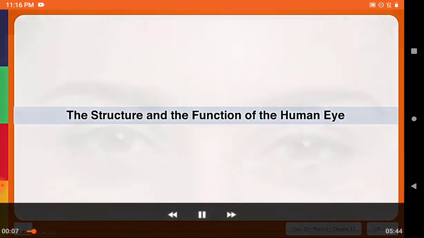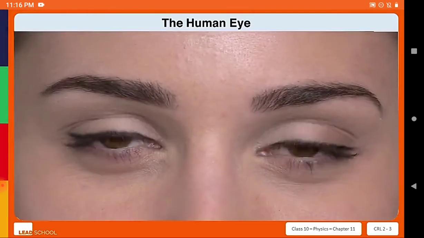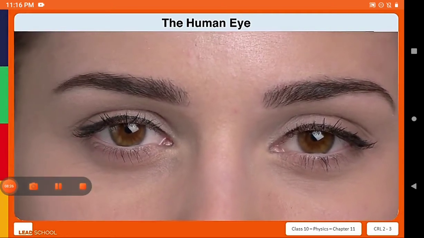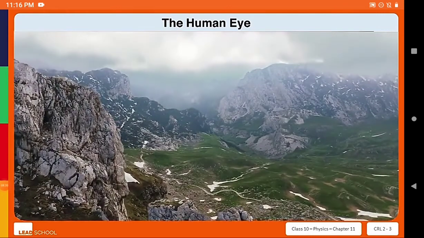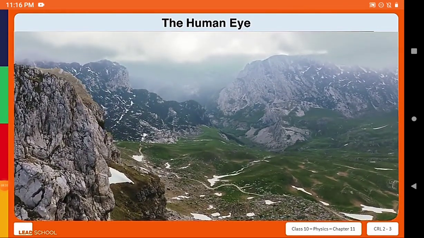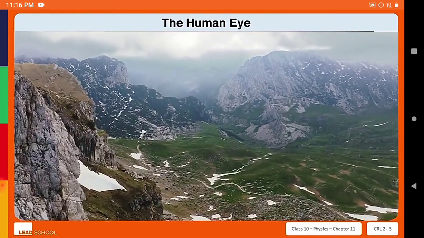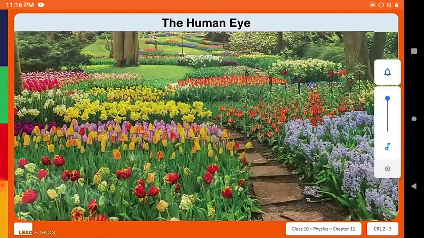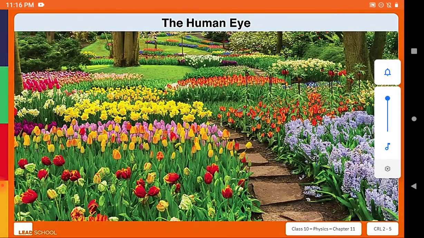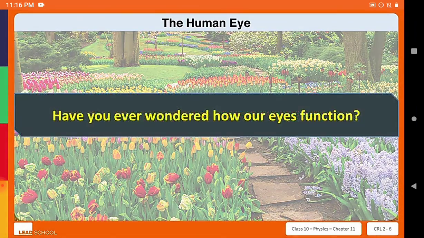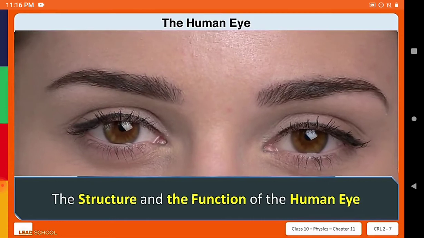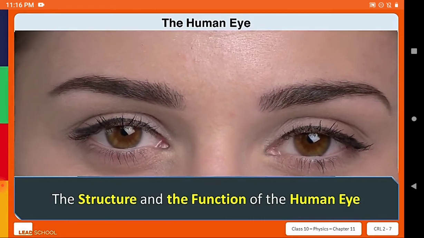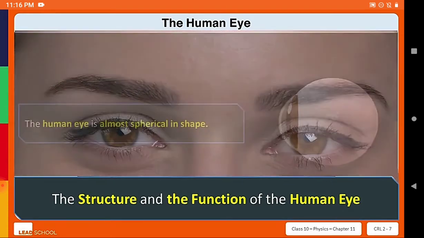Human eye. Hello students. Our eyes enable us to see the world around us. They have the ability to help us clearly see nearby and faraway objects. They also help us to see colors. Have you ever wondered how our eyes function? In this video, we will understand the structure and the function of the human eye.